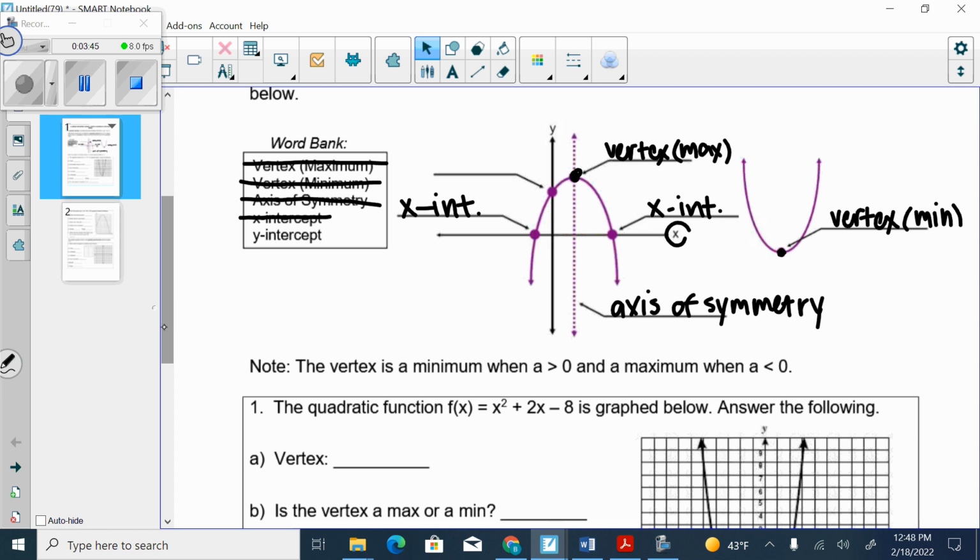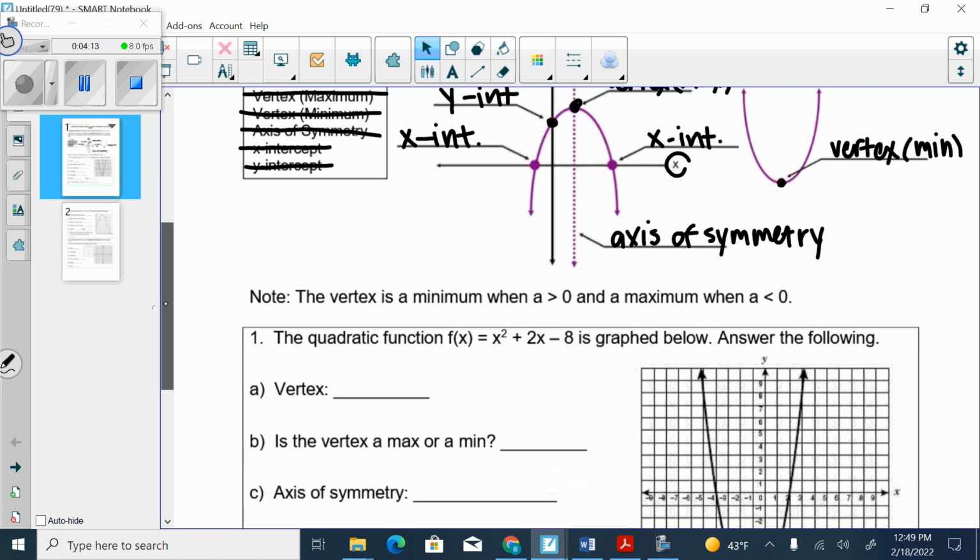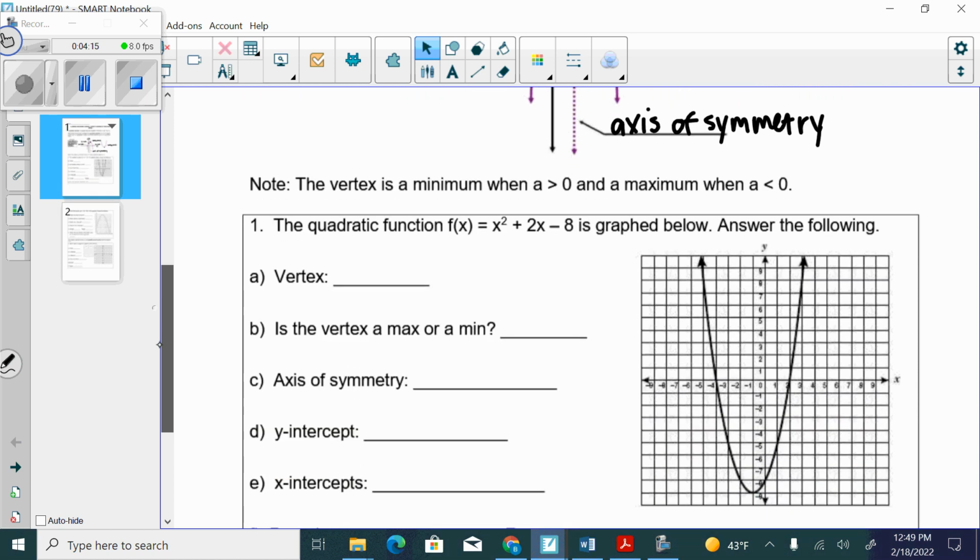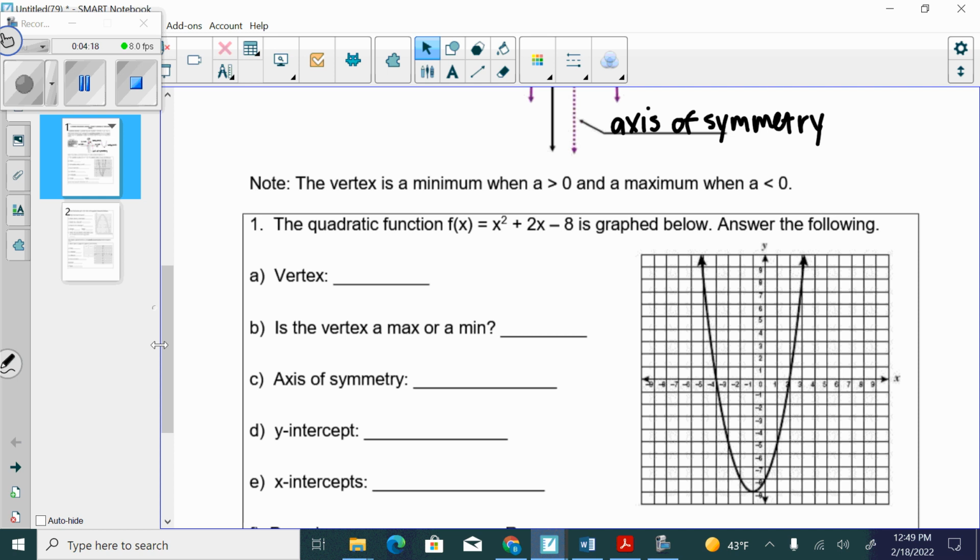Okay. All right, and then lastly, our y-intercept is where it crosses the y-axis. They said this was our y-axis, so this point touches that line. This must be our y-intercept. Okay, so now that we know where all of these things are located, they're going to give us a picture of some quadratic function down here, and we're going to label those exact points of those places.